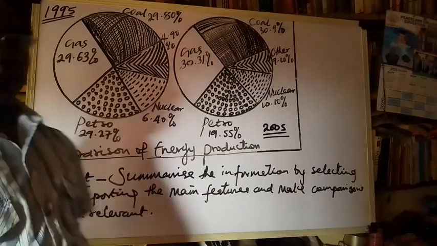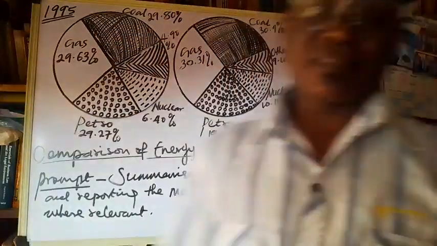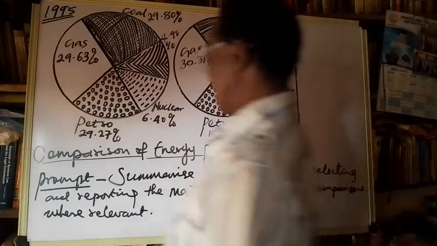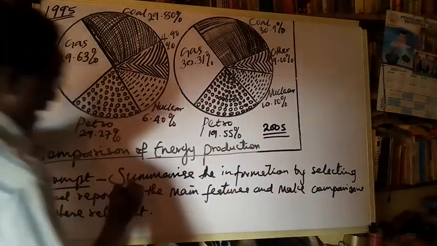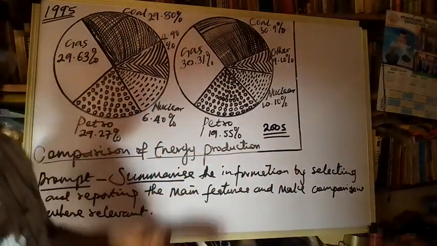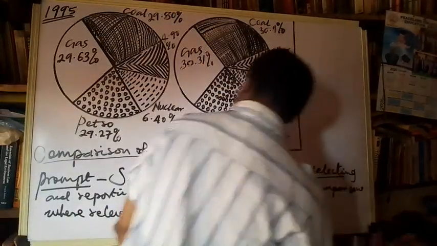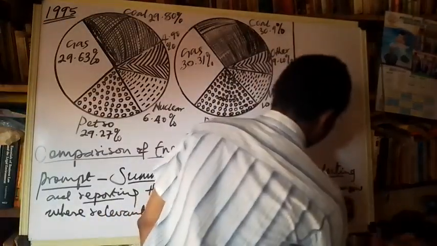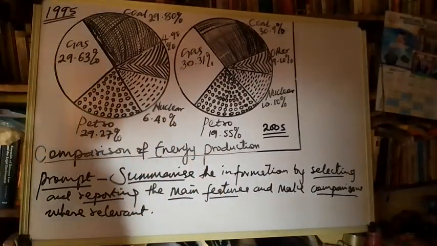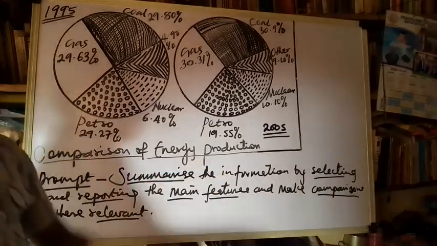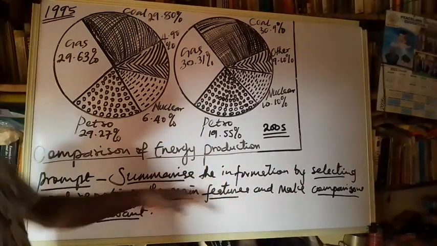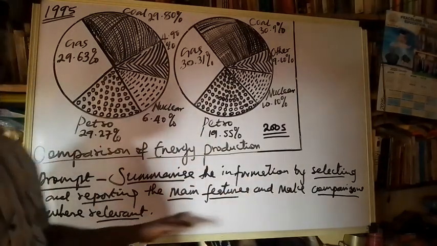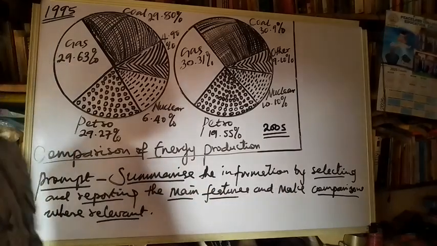This is the prompt. That is, the prompt tells the candidate what to be done with the statistical model. It says, summarize the information by selecting and reporting the main features and make comparisons where relevant. These are the key points we noted. Summarize the information, that's the information contained above, by selecting and reporting the main features and make comparisons where relevant.